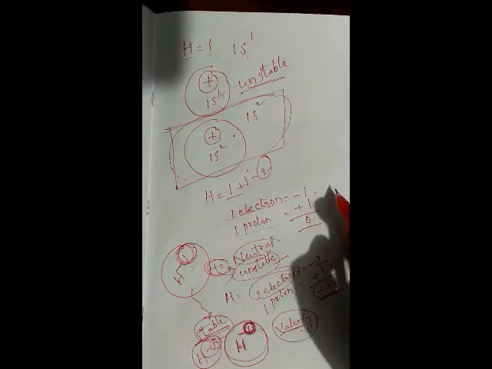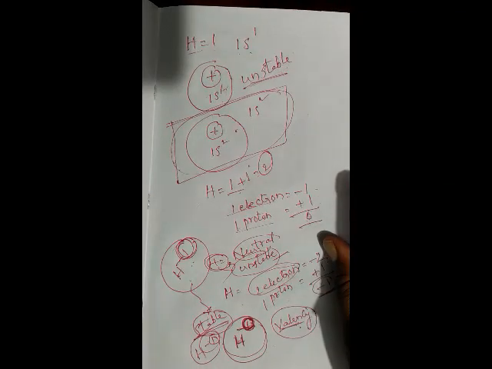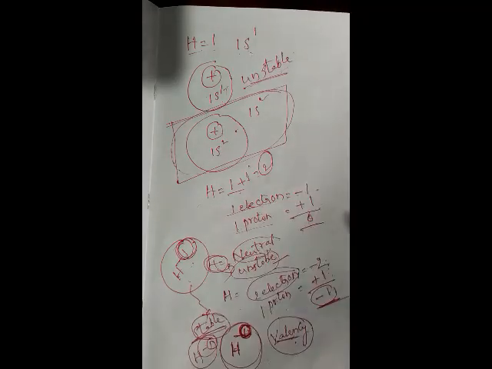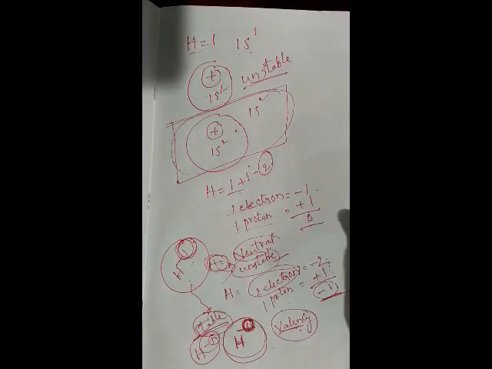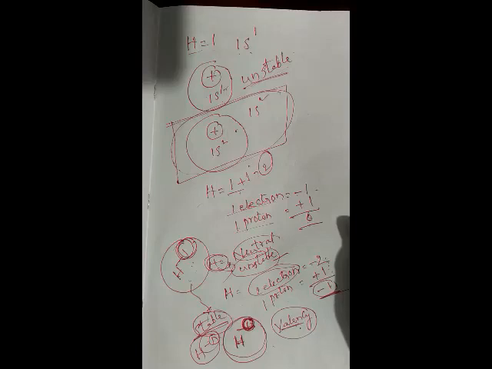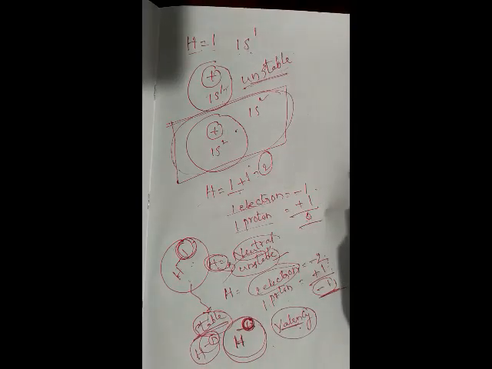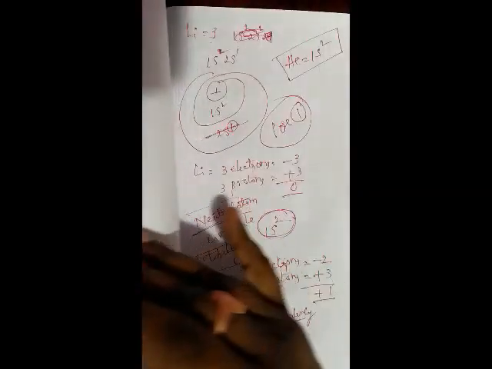Valency electrons are different from valency. Valency electrons are nothing but the electrons present in the outermost orbit. But here we are not discussing valency electrons. Here we are discussing electrons lost by an atom or gained by an atom. How many electrons it loses or how many electrons it gets, that particular number of electrons is known as the valency of a particular element.